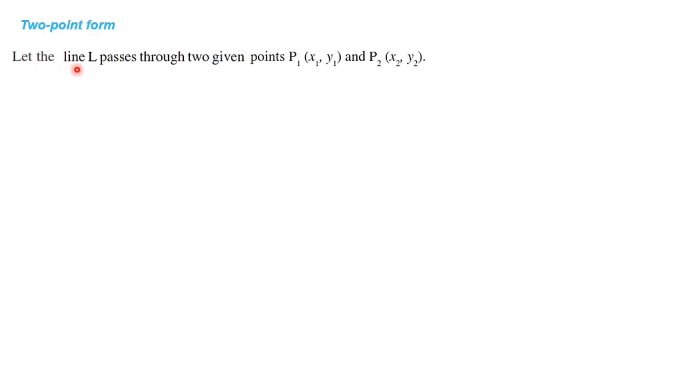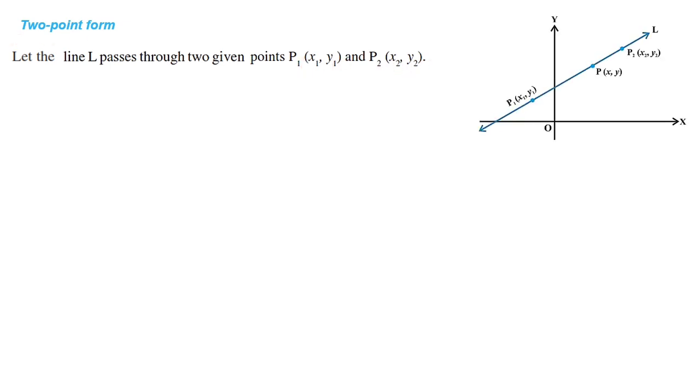Next we have to discuss the two-point form. Here let the line L pass through two given points P1 (x1, y1) and P2 (x2, y2). Two point means here you see (x1, y1) and (x2, y2). So visualization is like this: point P1 (x1, y1), P2 (x2, y2), and the arbitrary point we will be taking. This is a common point (x, y), because this (x, y) we need in the equation. That's why a common point is taken on the line. So P(x, y) be a general point on L.